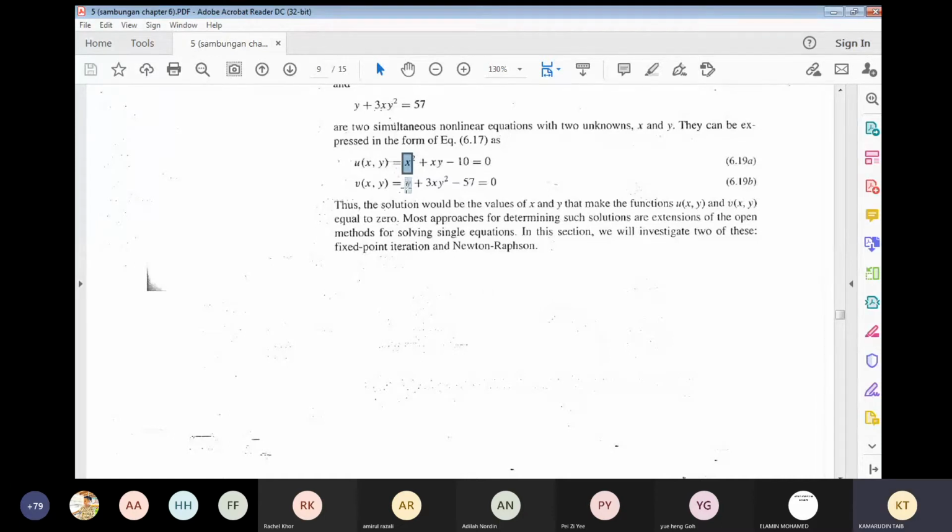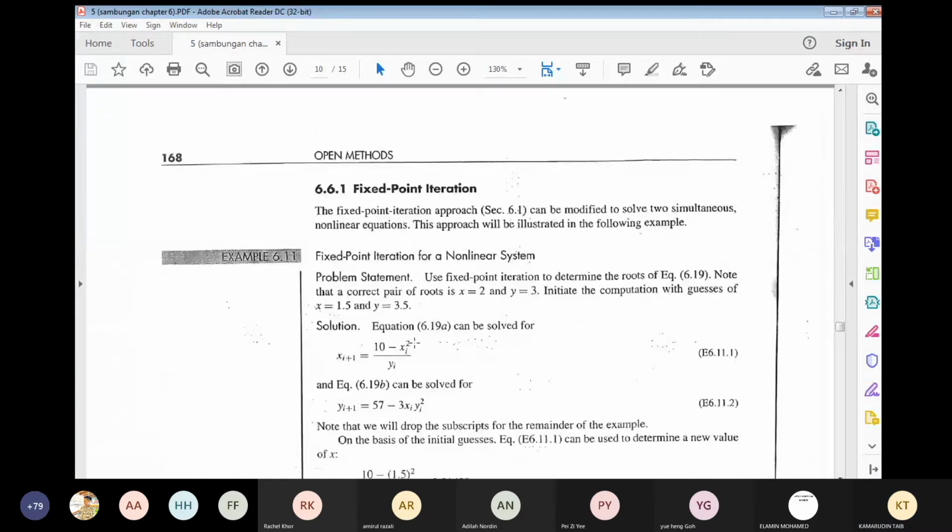That means we keep y on the left hand side, but we bring the positive 3xy minus 57 to the right hand side. It becomes positive 57 minus 3xy squared. Then we include the subscript. For the left hand side, we put the subscript i plus 1, and for the right hand side, we put the subscript i only.